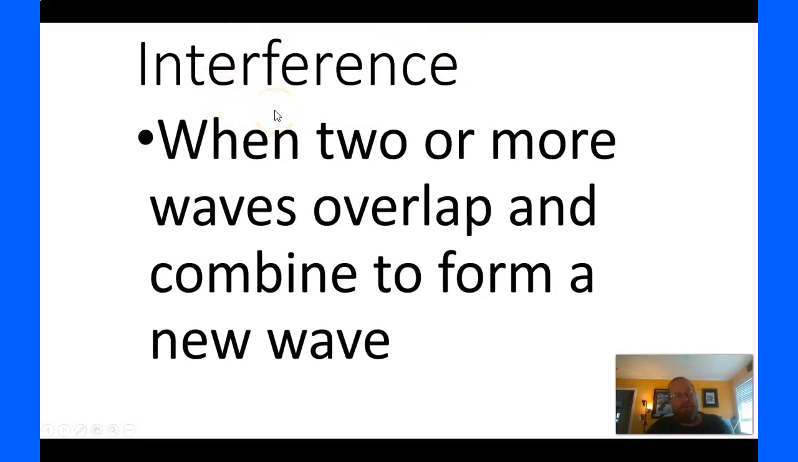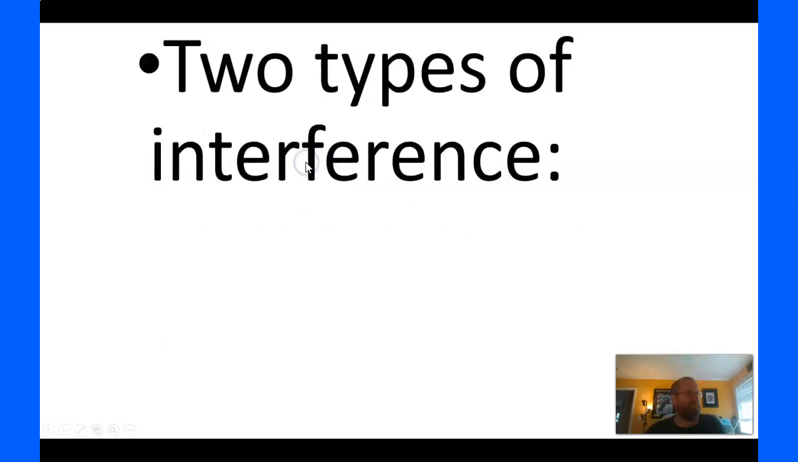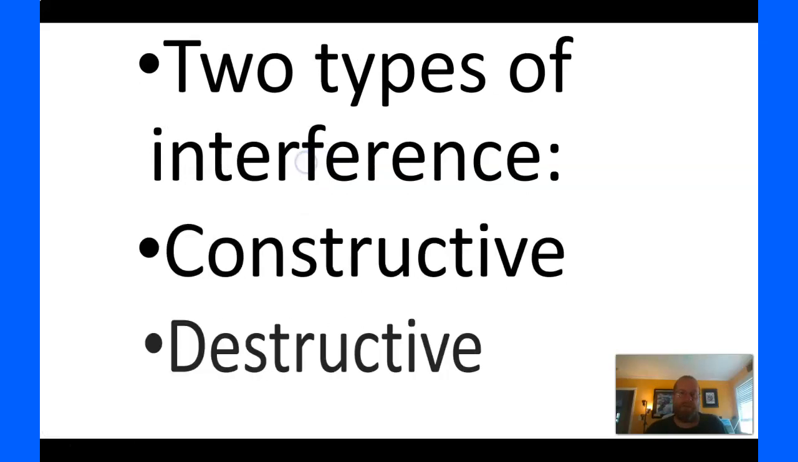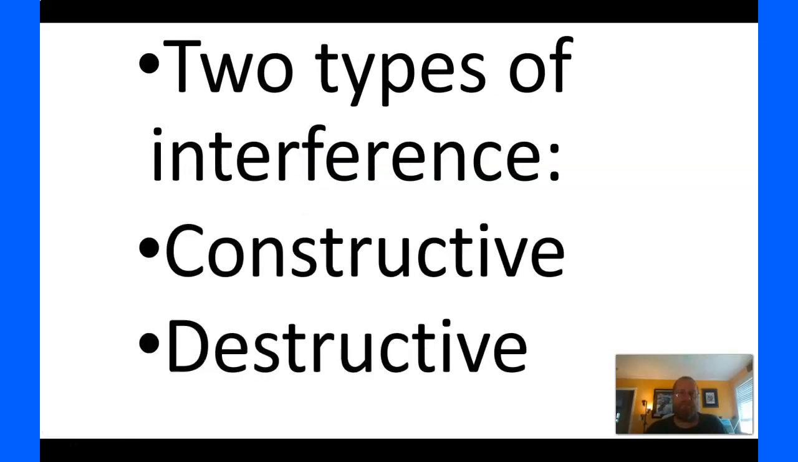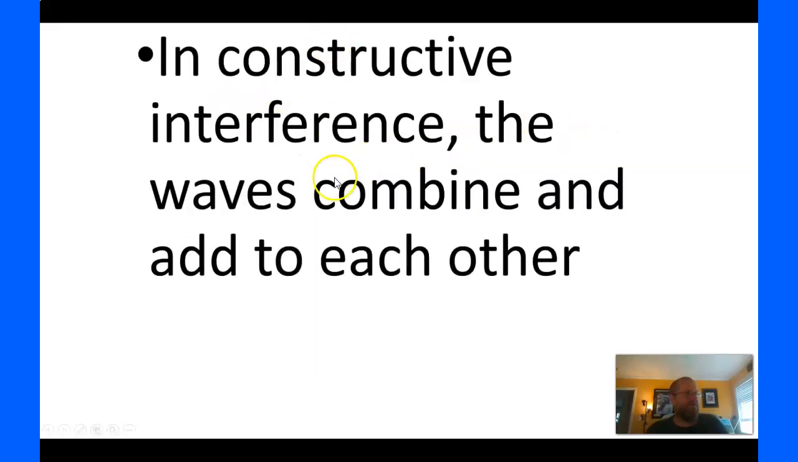So the definition of interference is when two or more waves overlap and combine to form a new wave. There are two types of interference, constructive and destructive. Which one do you think makes bigger waves? That's right, constructive. In constructive interference, the waves combine and add to each other.